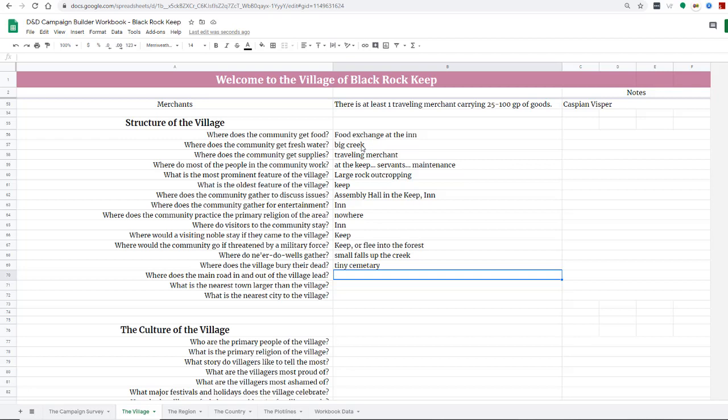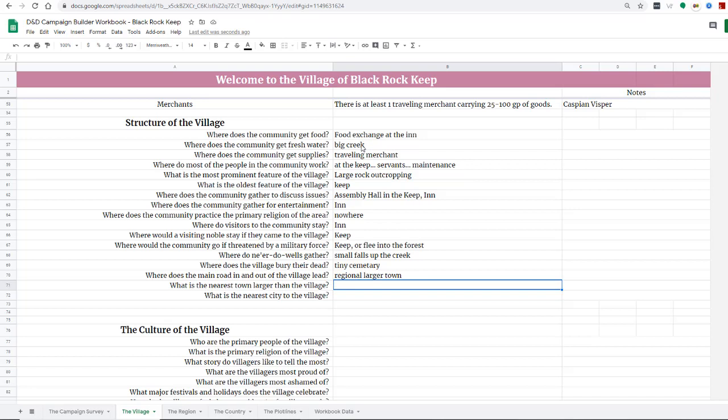Where does the main road in and out of the village lead? And this is kind of important. You have a road that obviously leads into the village, but if you were to take that road out, where does it go? And I'm going to say that this leads to the regional larger town. And we'll cover that in the region area, but there's obviously many villages in the region.